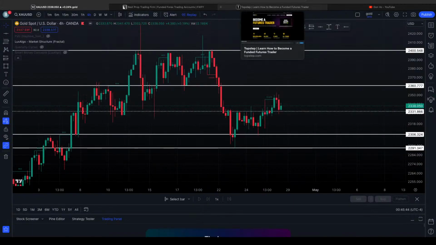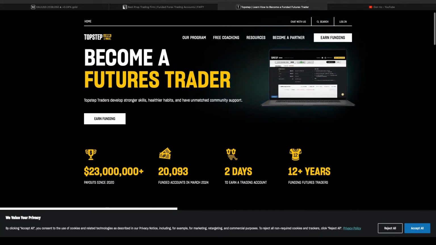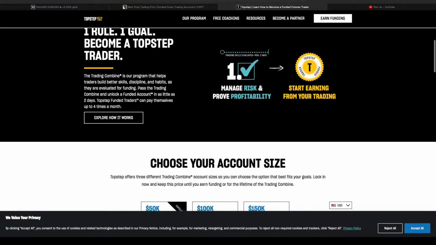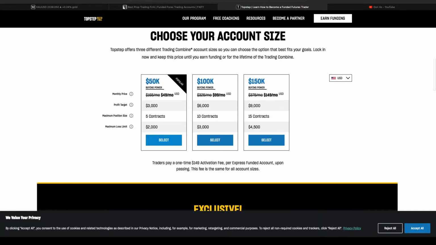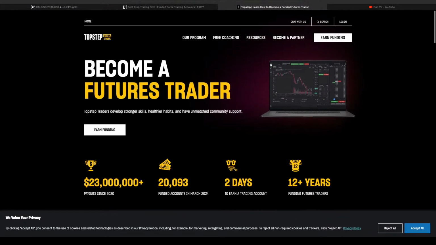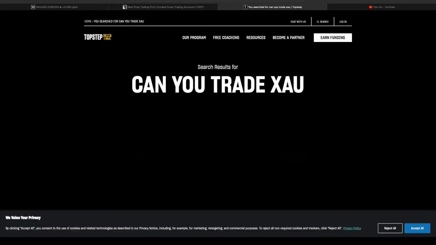But my actual personal one, Top Step, I'm not too sure, but I would assume you can, because a lot of people that told me about it all trade gold and stuff like that. So yeah, 50K is $40, $50. Can you trade gold? Let me see. XAU. Let's see if they have it.